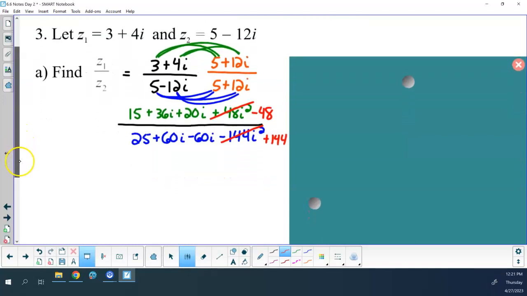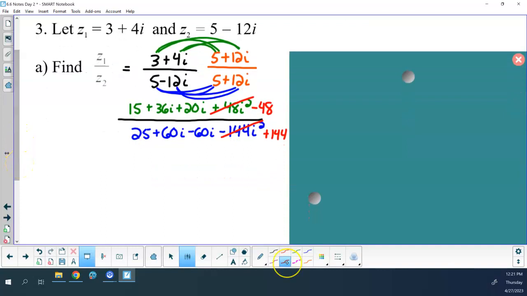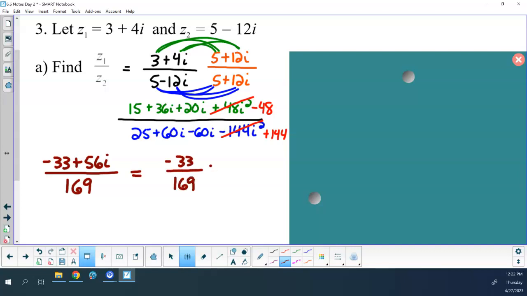So all told here, I get that this is 15 minus 48. What's that? Negative 33 plus 56i over 169. Yes? Which, written in standard form, would then be negative 33 over 169 plus 56 over 169.